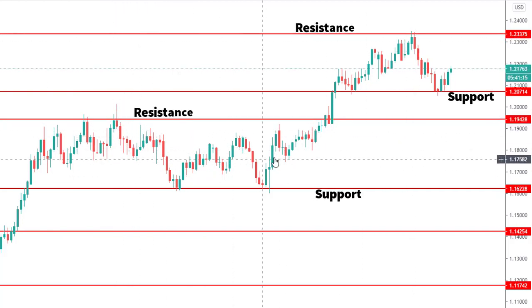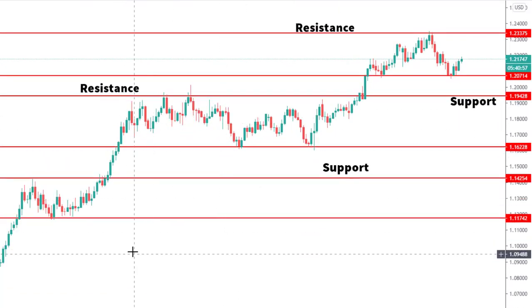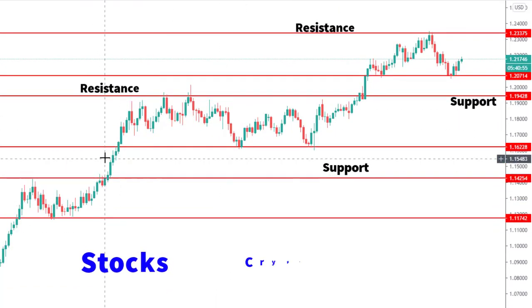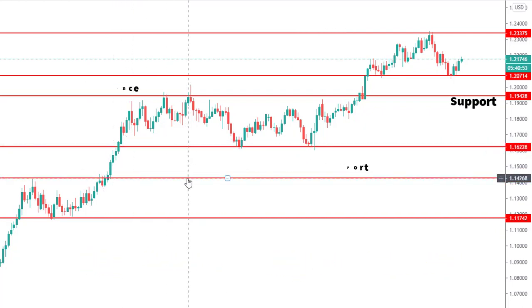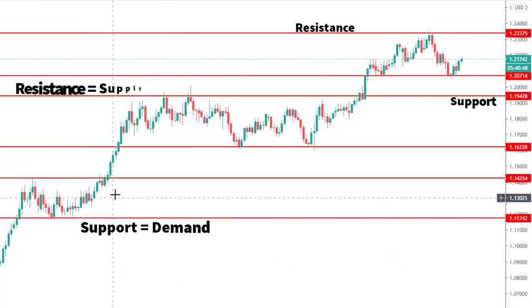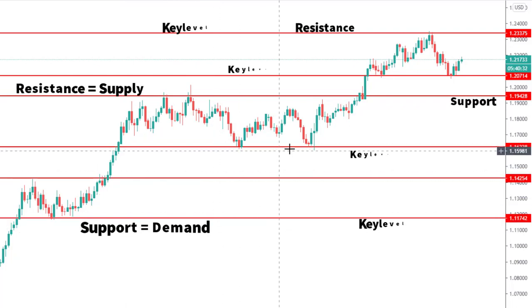In this tutorial, I will educate you on how to identify powerful support and resistance levels in the forex market. This tutorial can also be applied to any type of market you trade, maybe it be stocks, crypto, metals, and so on. Take note, support means demand level, while resistance means supply level. Support and resistance levels on the chart can also be called key levels.